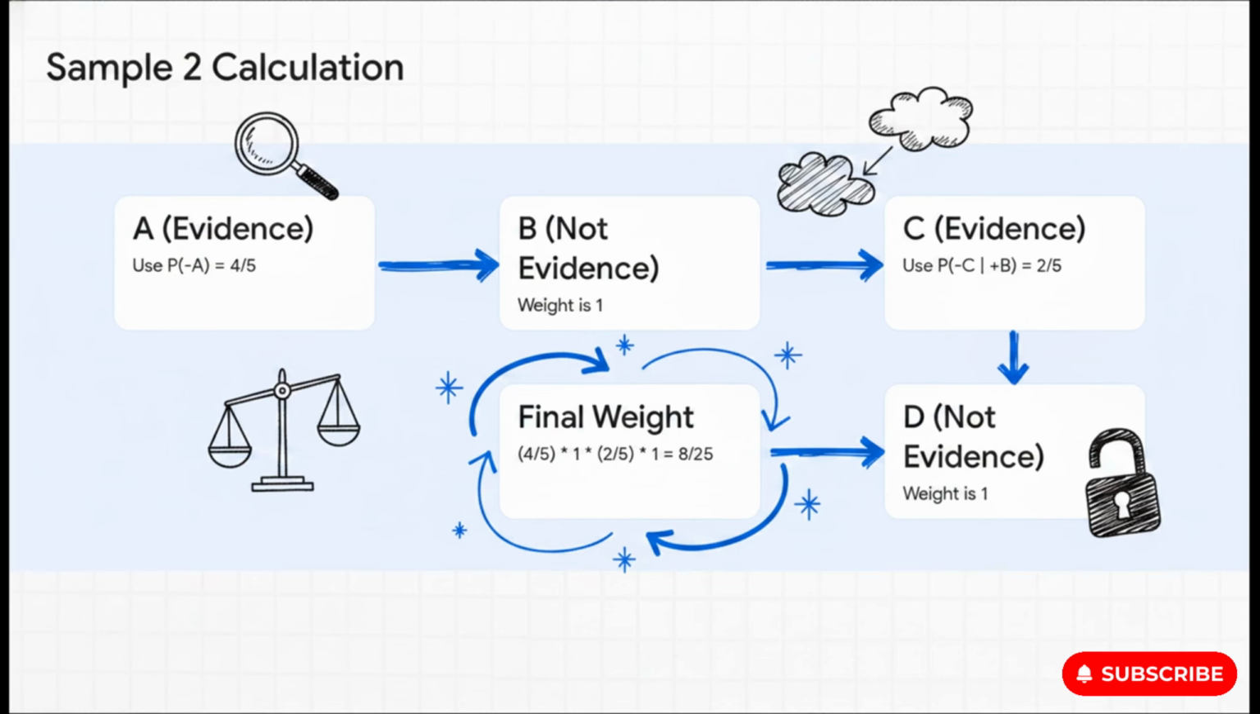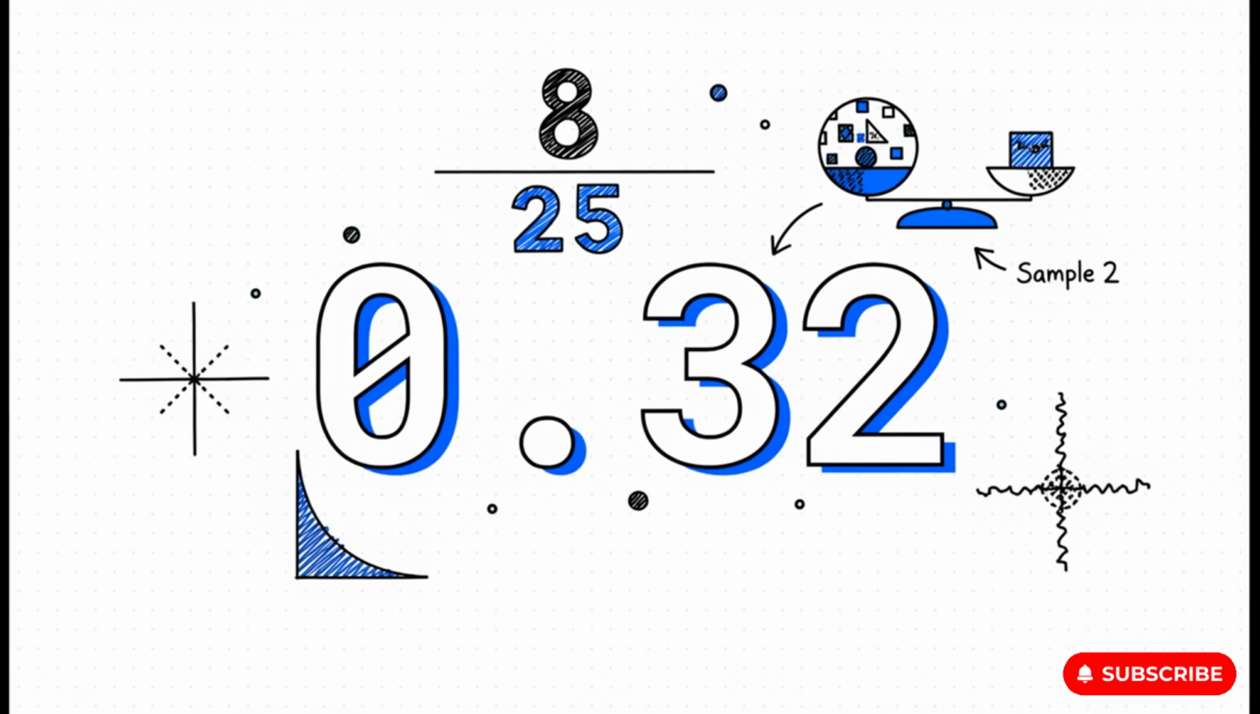But look at C. It's still evidence, and it's negative C, but its parent in this sample is plus B. That changes things. We need to look up the probability of negative C given plus B, which from our table is 2/5. And D, of course, isn't evidence, so it's a 1. So we multiply 4/5 by 2/5, which gives us 8/25. That comes out to a final weight of 0.32 for sample 2.